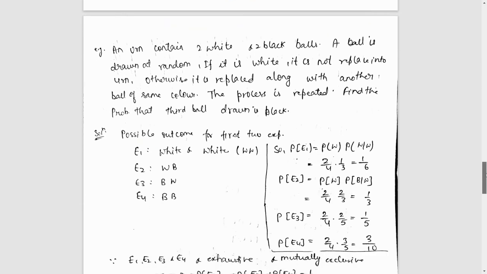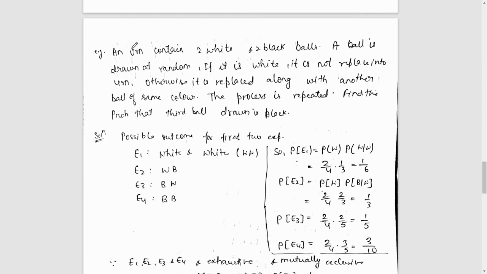So let me explain a simple example. The example is an urn. An urn means a bag containing two white and two black balls. Okay, so there are two white and two black balls. A ball is drawn at random. A ball is picked at random.